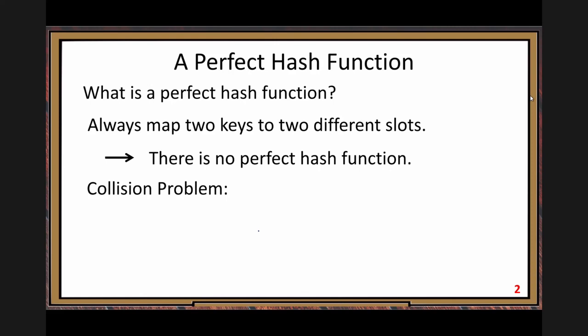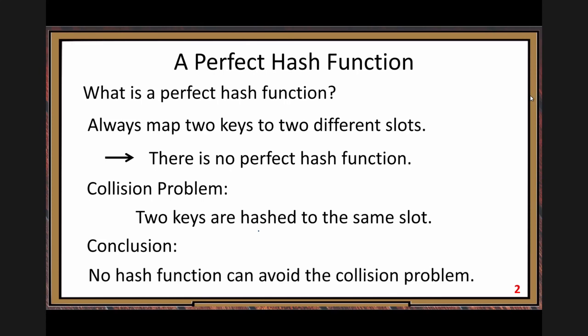So our next step, we need to solve if a collision problem occurs, what should we do? We need to find a solution. Solving the collision problem, so you can use your hash table data structure in real world applications, because you need to deal with the collision problem. 2 keys are hashed to the same slot. Conclusion, no hash function can avoid the collision problem.